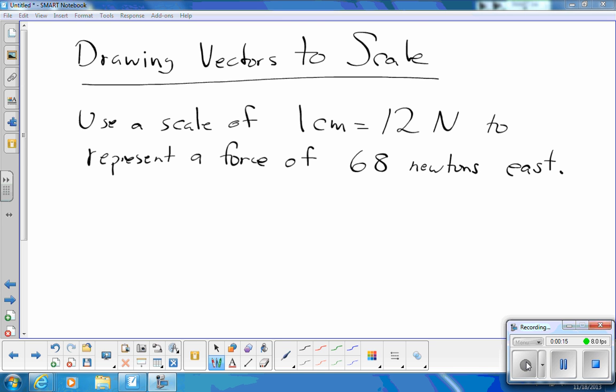All right, I would encourage you to pause this and try to do this on your own. You, of course, need to have a centimeter ruler with you. And when you're ready, turn it back on, and we'll see how we do it.